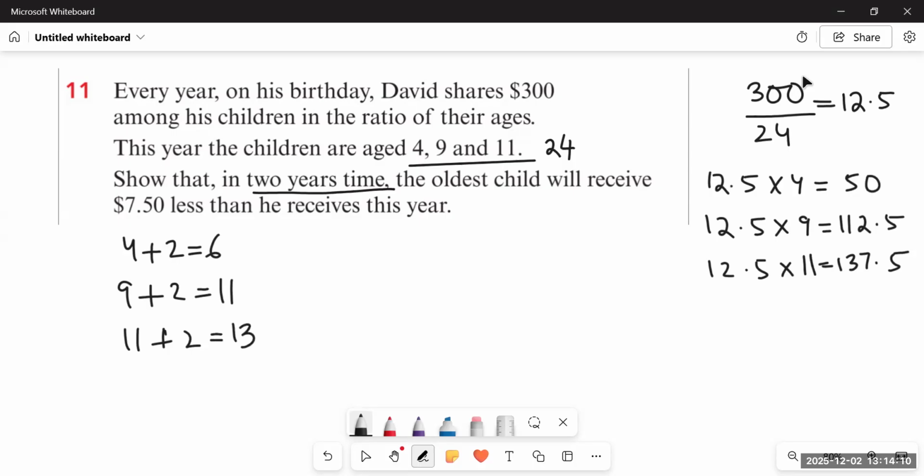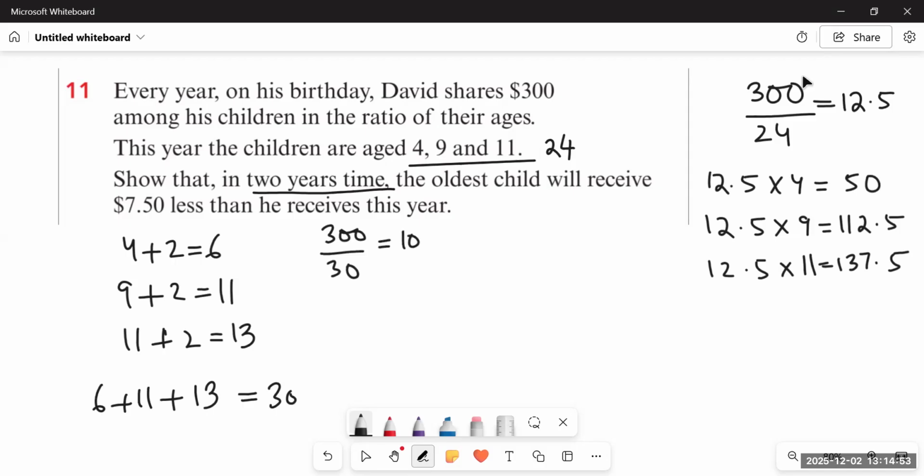Okay. So they're saying show that in 2 years' time, the oldest child will receive $7.5 less than he receives this year. So what will happen now? Now we will share this amount, $300 actually, in the ratio 6 is to 11 is to 13. And 6 plus 11 plus 13: 11 plus 13 is equal to 24, 24 plus 6 is equal to 30. So now we will divide 300 by 30, which gives us 10.